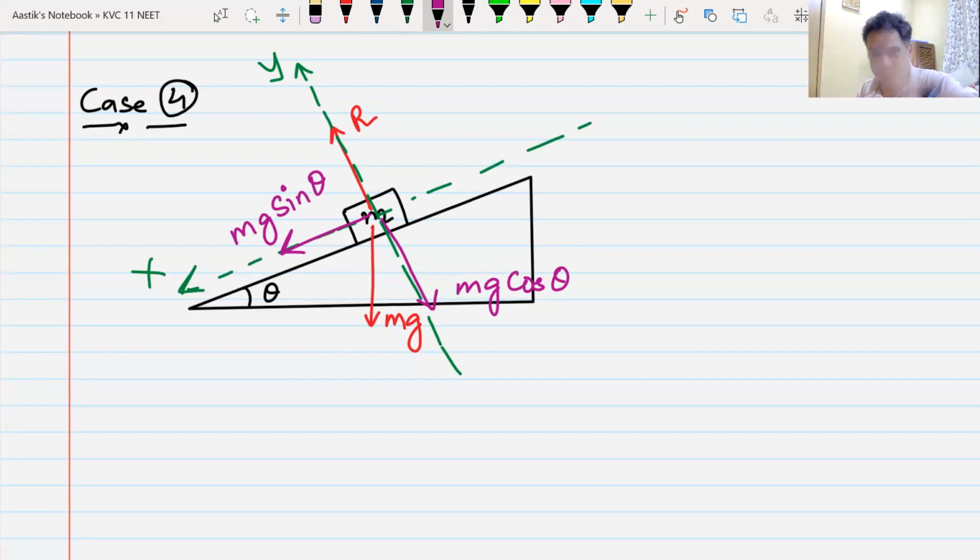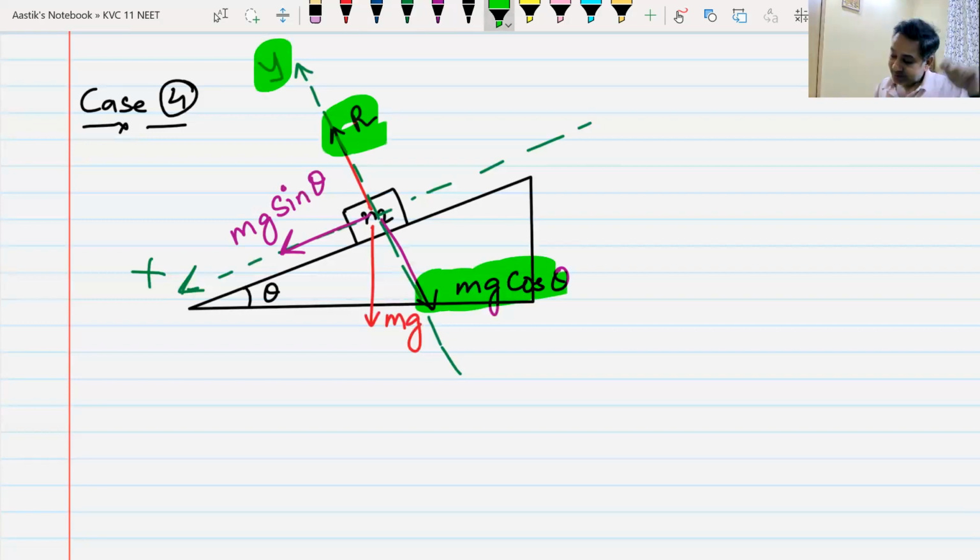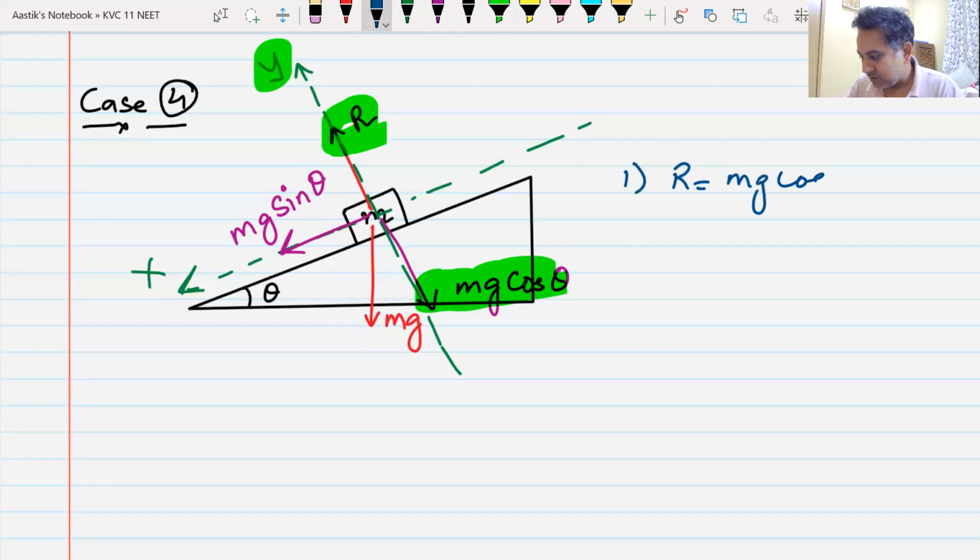We must understand that this block is not moving along the y-axis. It does not move like this. You can see a force along the y-axis. This is the y-axis. Can anyone tell me what will be the equation along the y-axis here? R equals mg cos theta. Well done. That is the equation along the y-axis.